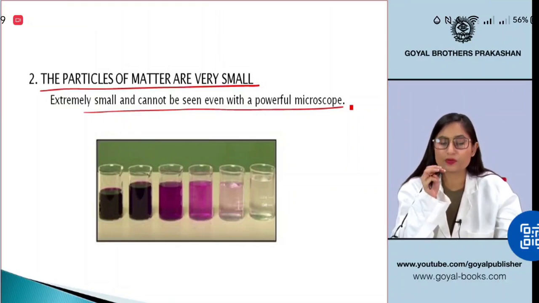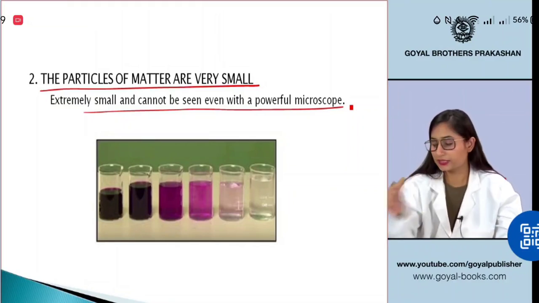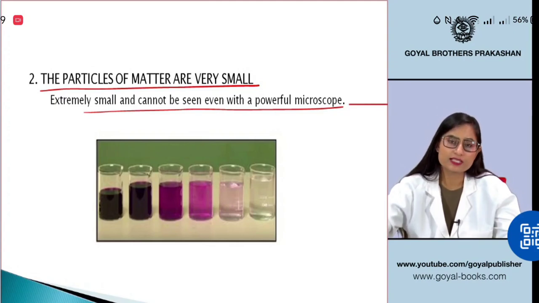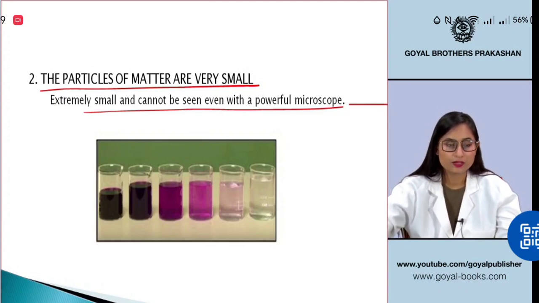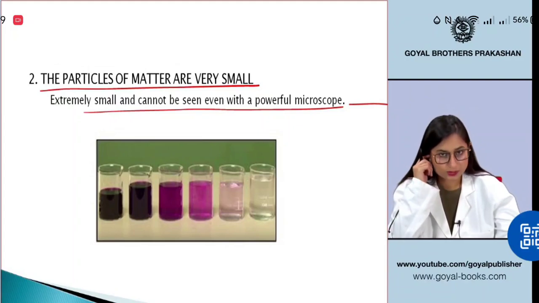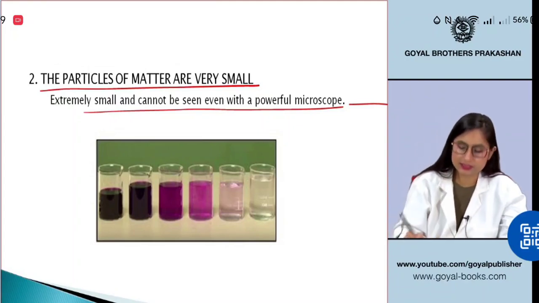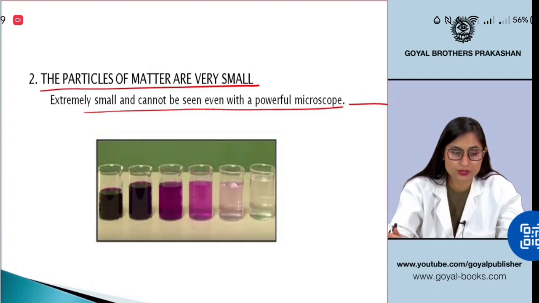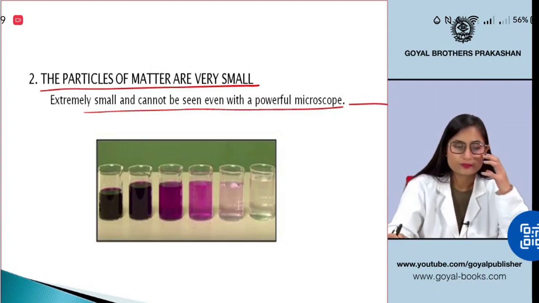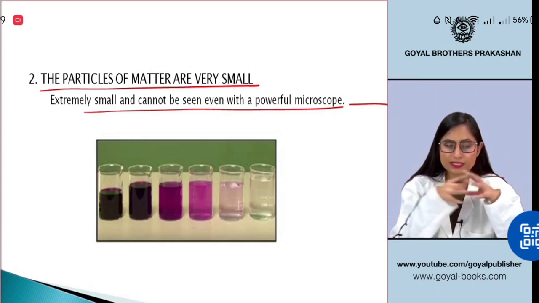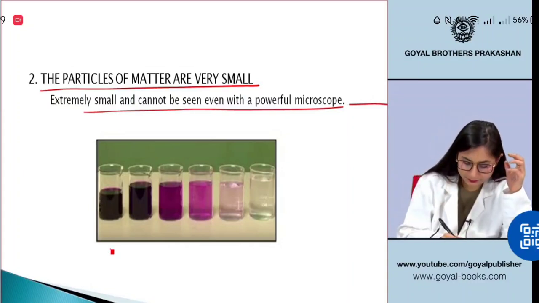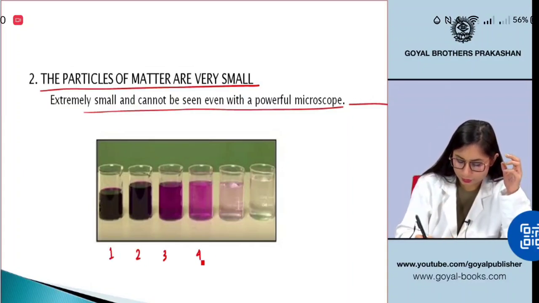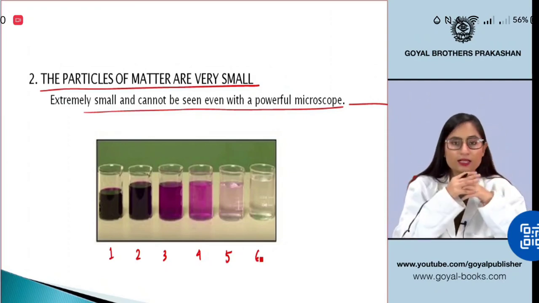Let us perform the activity to read this in detail. What is the activity? You will take 6 test tubes. You can see 6 beakers in front of you. You can also take 6 test tubes. What do you do? Place the test tubes in the test tube stand. Label them 1, 2, 3, 4, 5 and 6. Correct? You have labeled them.